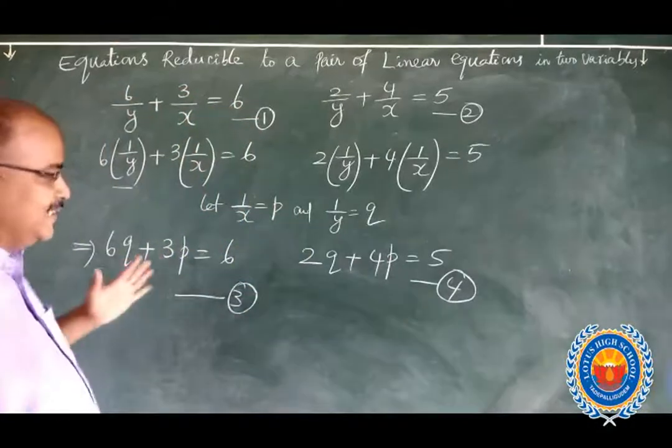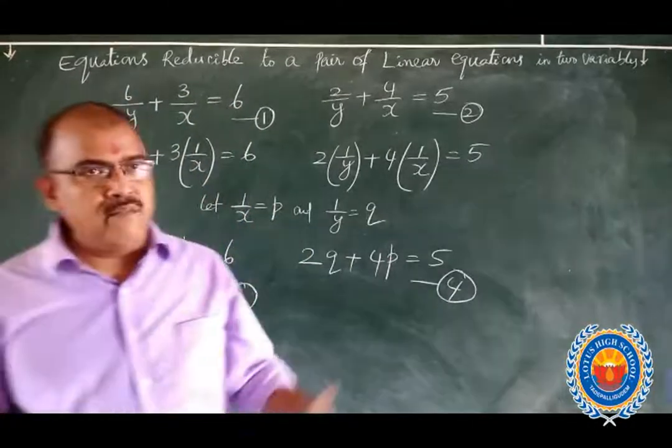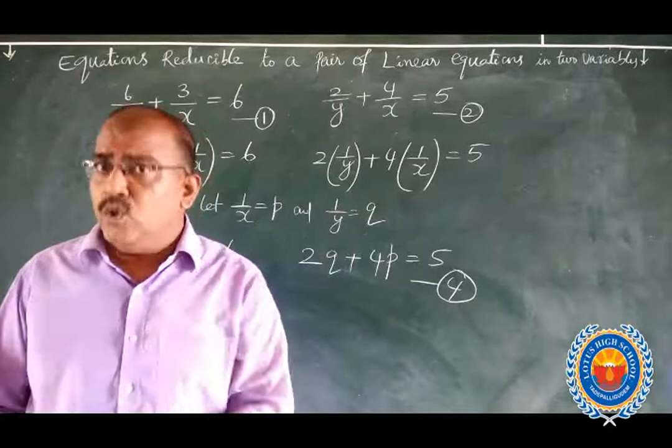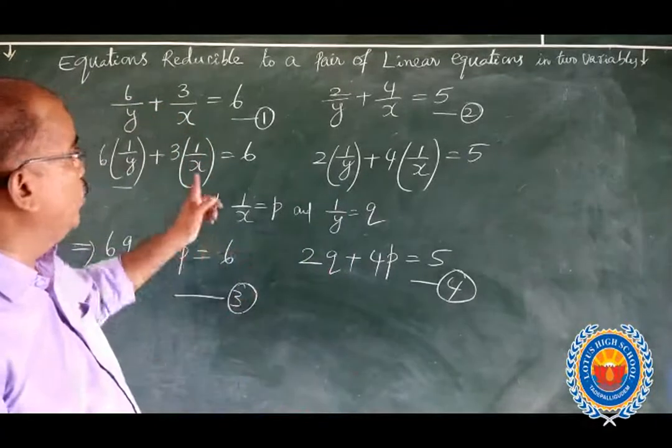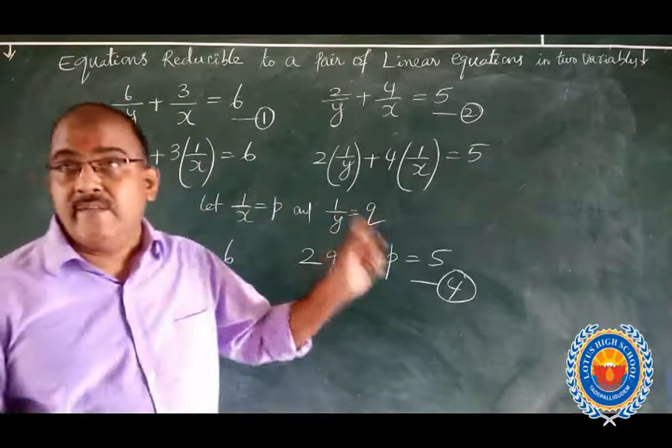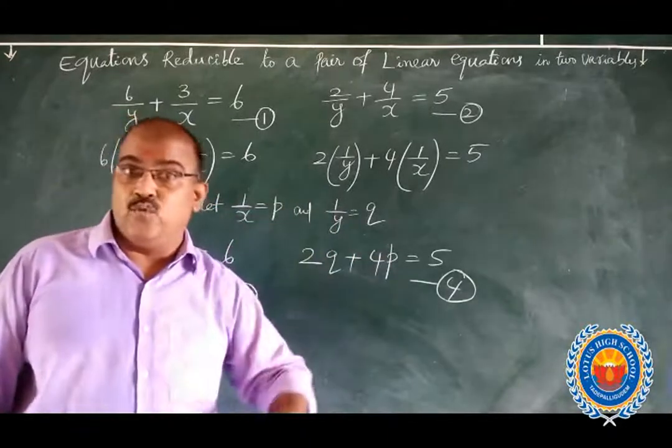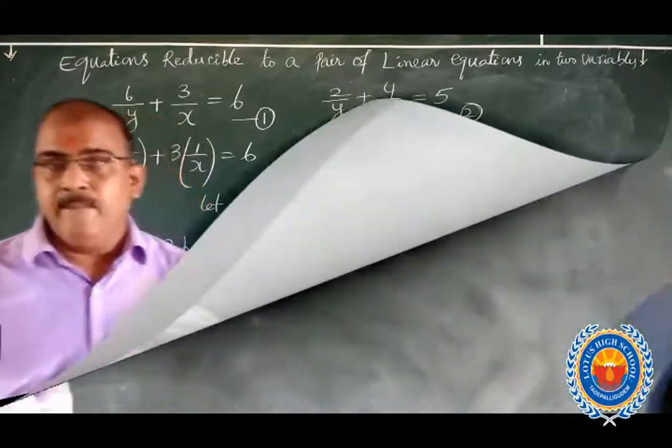Now I am going to solve equations 3 and 4. I will get the p and q values, so that I can substitute p and q in 1 by x and 1 by y, and I will get the x and y values. That is the final answer.